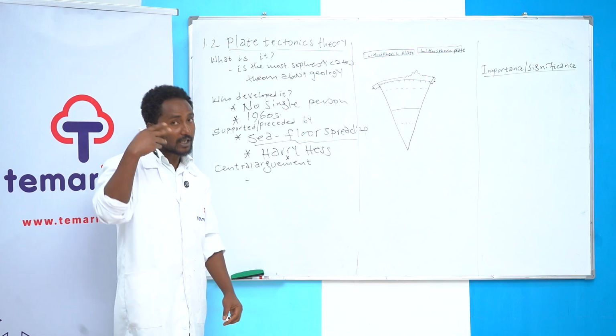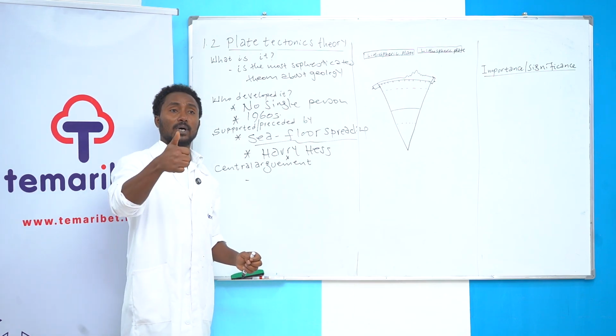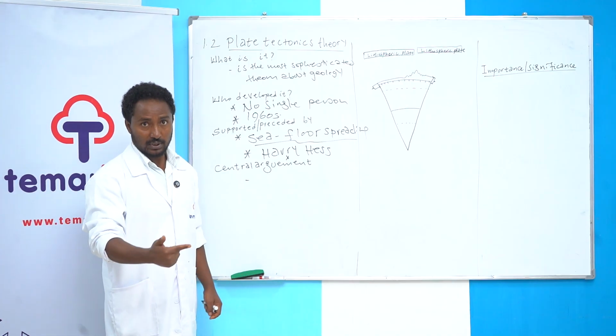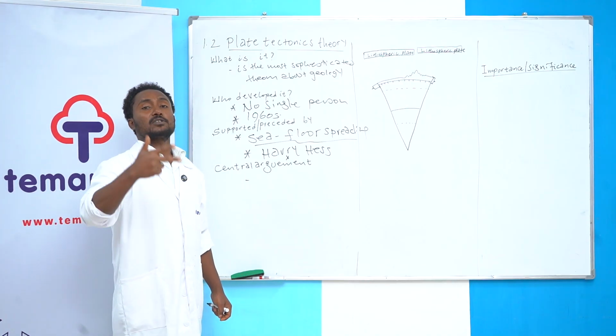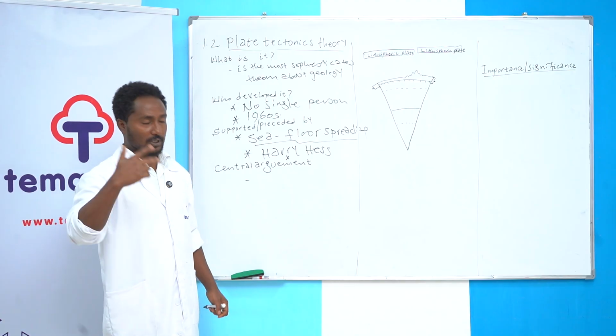After the development of this seafloor spreading, immediately in the 1960s there was plate tectonics theory, and plate tectonics theory is a theory that includes one, continental drift theory, two, plate tectonics theory, three, evidences gathered from geophysical data and geologic data.